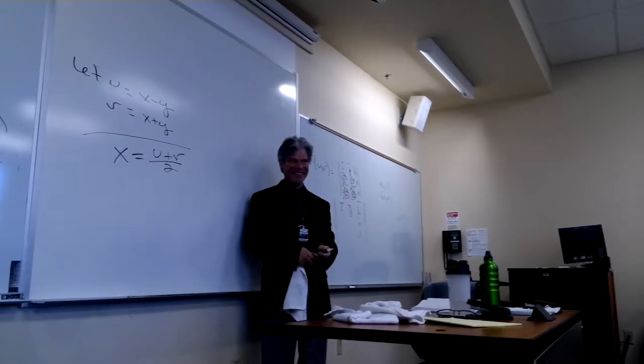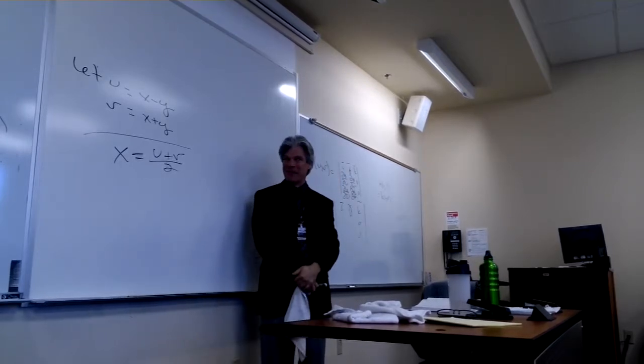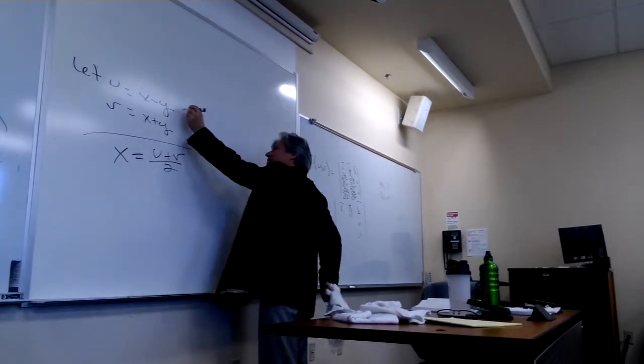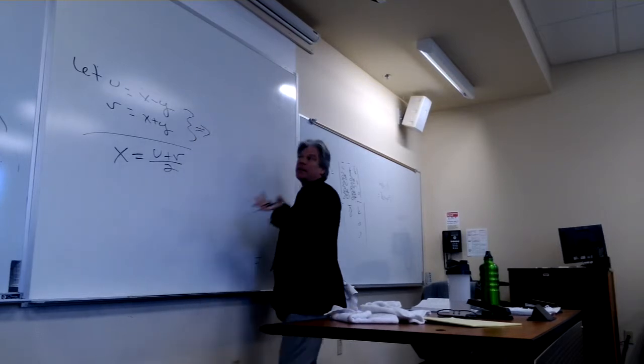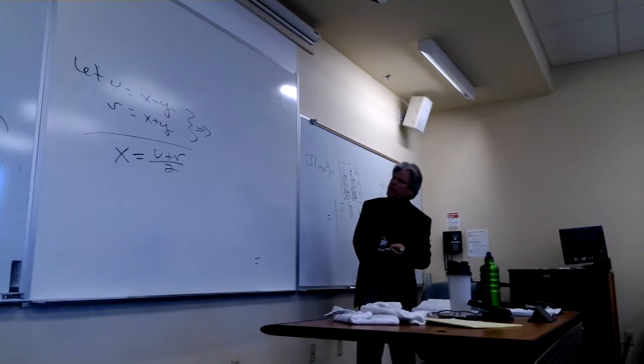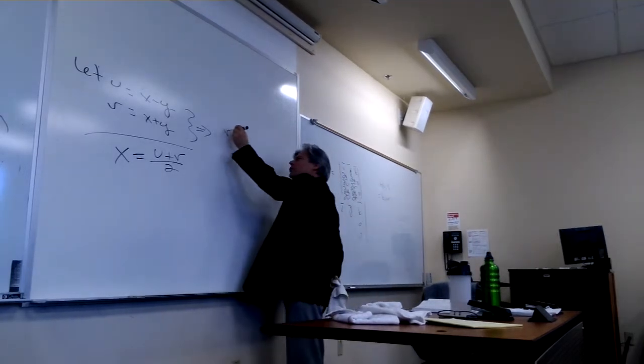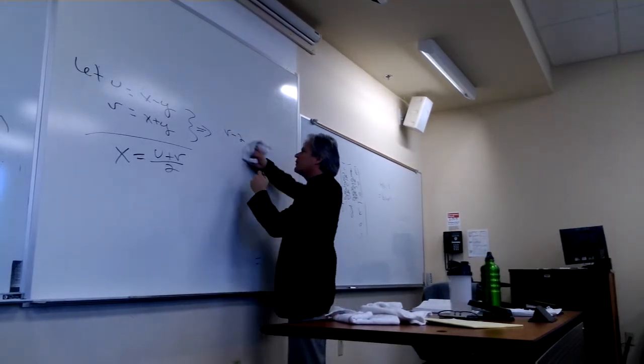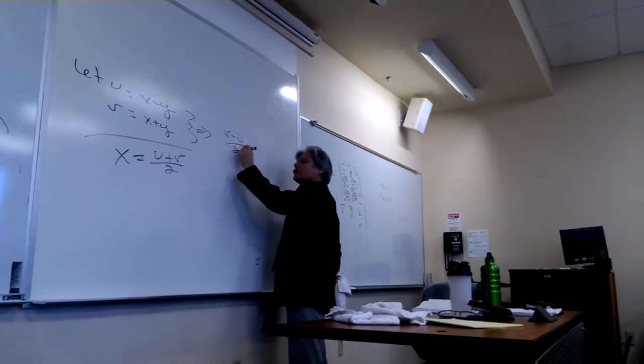Is that okay, Madeline? And I think likewise, subtracting, maybe the first equation from the second, is that going to give me v minus u over 2? I said v minus u over 2 being another name for y.